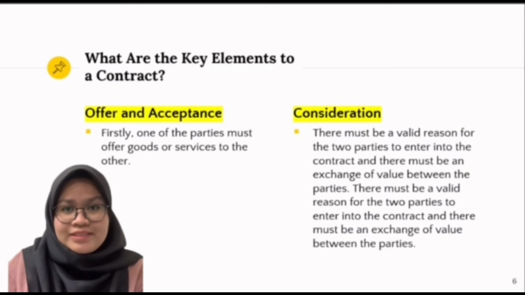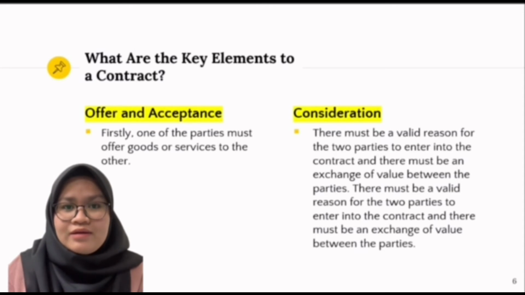What are the key elements to a contract? For the first key, offer and acceptance. Firstly, one of the parties must offer goods and services to the other. This offer must have the details set out so that both parties are fully aware of the content of the contract. The other party then accepts that offer.